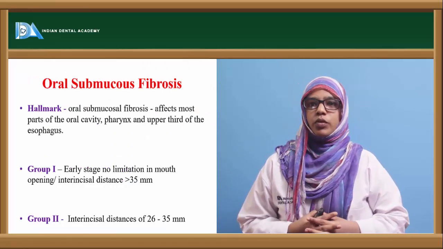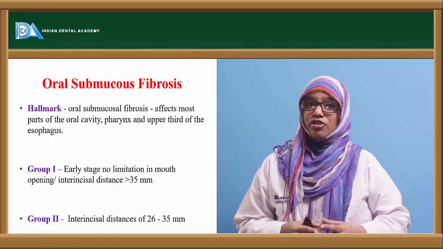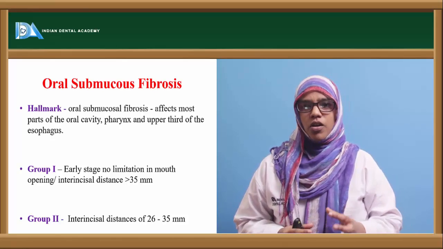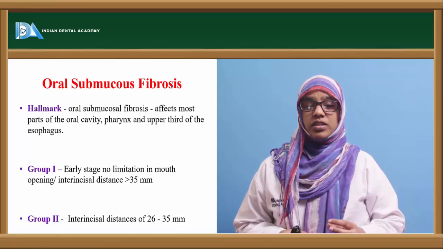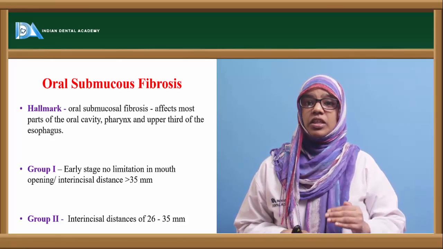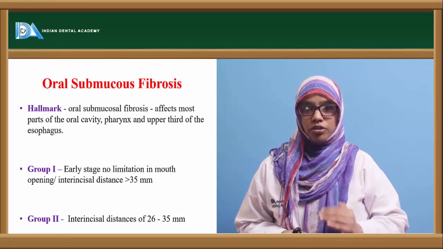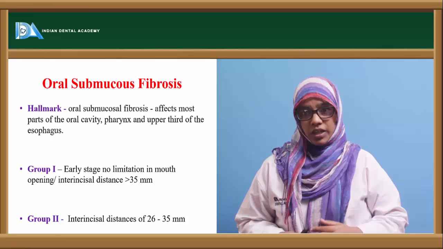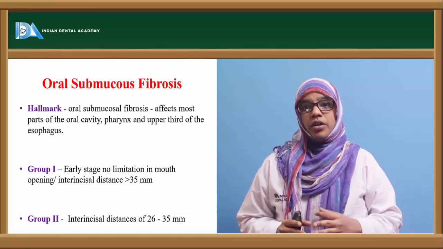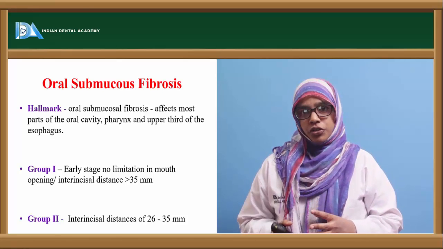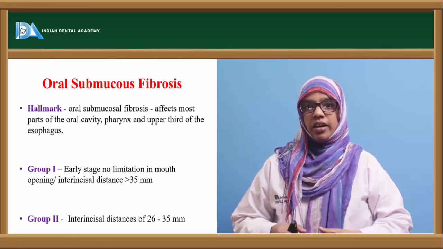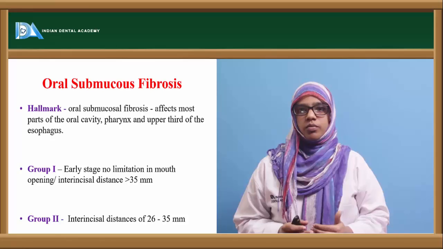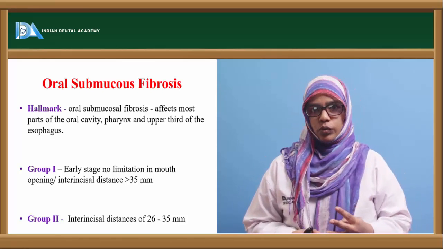Now, oral submucous fibrosis. As I mentioned earlier, it is a generalized state of the body. Here, the hallmark of oral submucous fibrosis is juxtaepithelial deposition of fibrous tissue in parts of the oral cavity, pharynx and upper third of the esophagus. Now the clinical picture depends upon the grade of oral submucous fibrosis. Based on this, oral submucous fibrosis is graded into 4 groups.